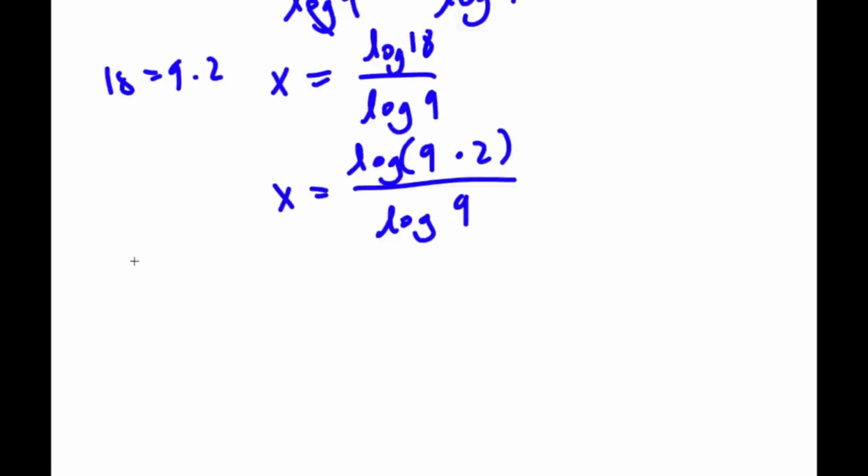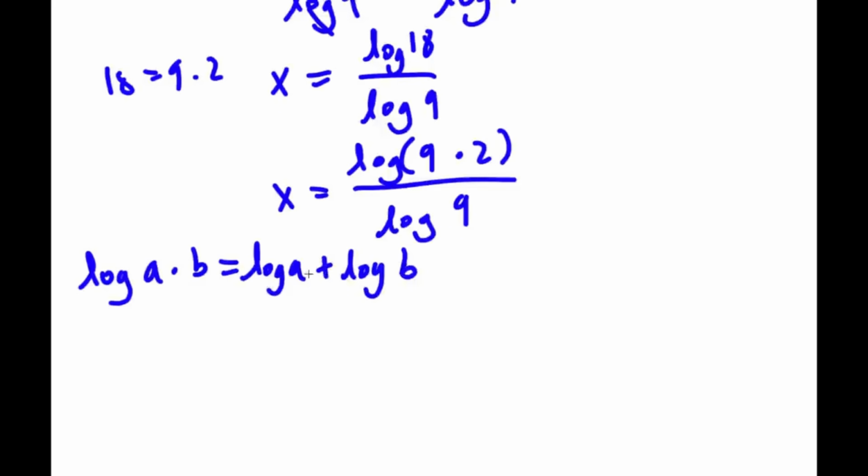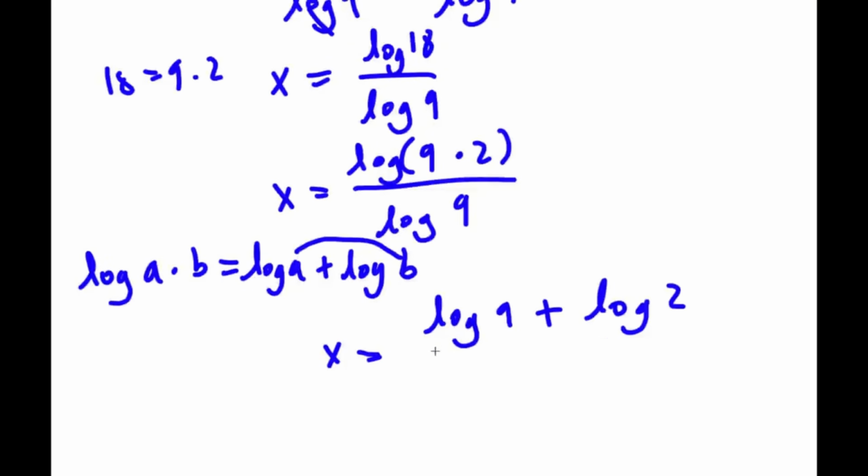So now, if I have a logarithm in the form log of a times b, this is actually equal to log a plus log b. Because remember, when you're adding logarithms, you're technically just multiplying the two numbers in front of the logarithms. So now log of 9 times 2 is going to equal log 9 plus log 2. So now I have log 9 plus log 2 divided by log 9.